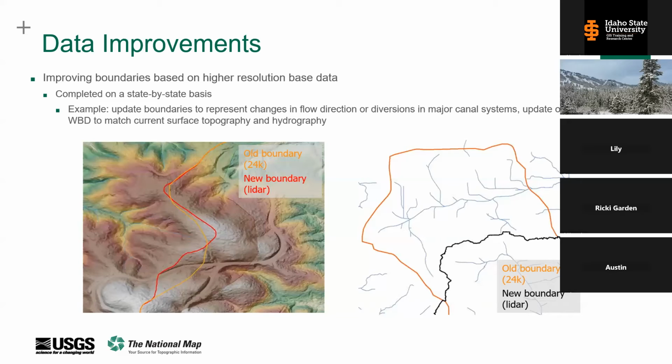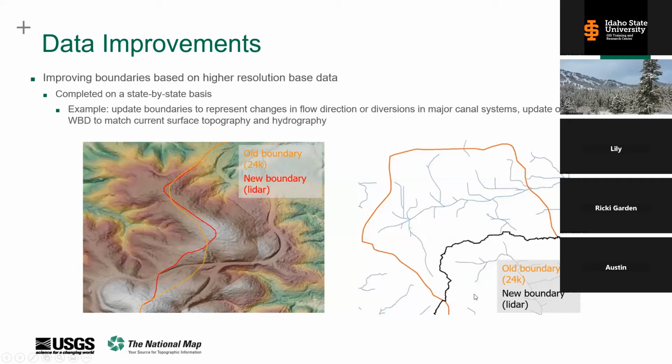Now, some examples that I have here are boundary updates with LiDAR data. If we take a look at this first graphic on the left, the old boundary, which is the 24K delineation, the original WBD delineation, is in orange. Now the new boundary is in red. And as we can see, it's following the LiDAR DEM a lot better.